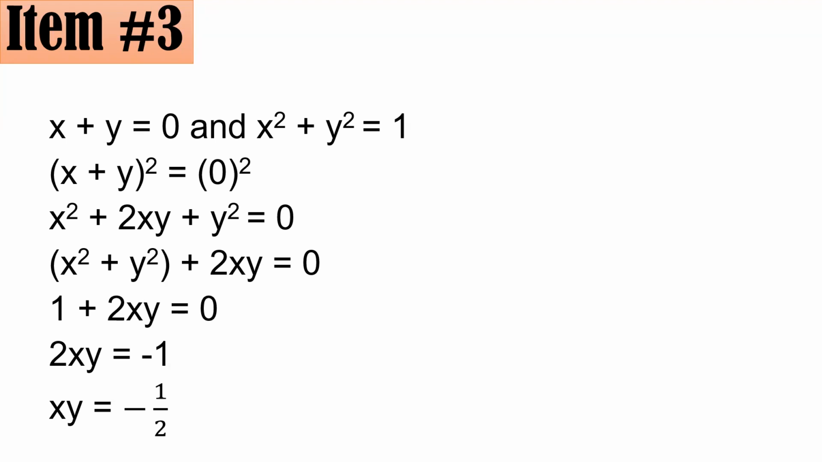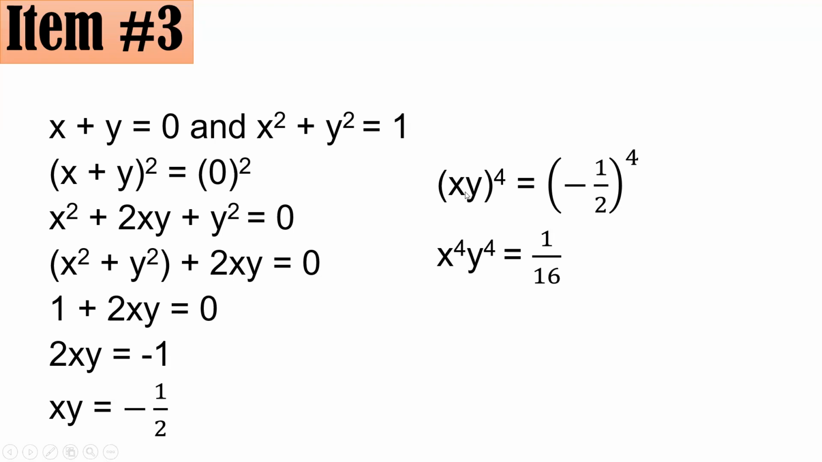Nag-divide po ako ng 2 both sides. And take note, yung hinahanap po natin is x to the fourth, y to the fourth. So hindi pa po yung final answer natin. But remember, x to the fourth, y to the fourth could actually be achieved by raising xy quantity to the fourth power. That's why ni-raise po natin, no? Ito po, both sides were raised to 4. And with this, this becomes x to the fourth, y to the fourth equals negative 1/2 to the fourth.